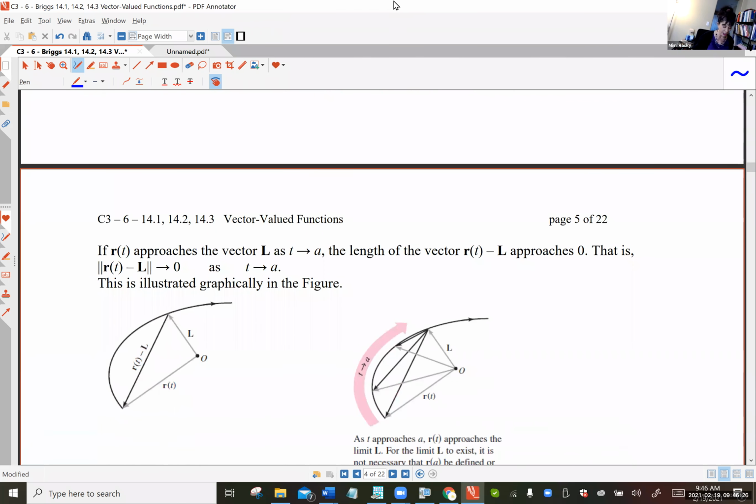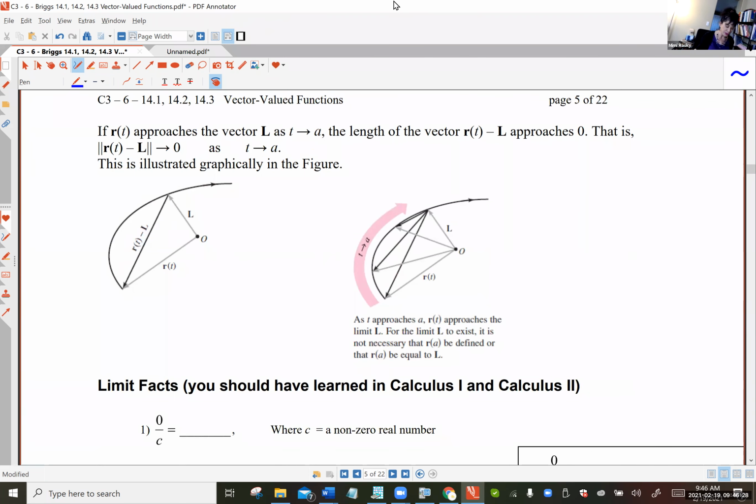And here's what you're doing graphically. If you have L being the vector that's the limit, and you take the limit of your vector valued function as t approaches some number, here's your R of t, and this vector here basically approaches 0. Okay, so they're showing you a picture.